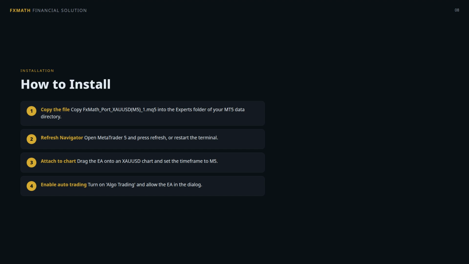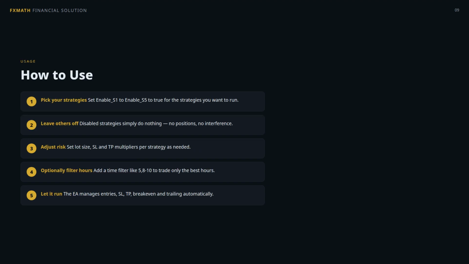To use it, toggle the Enable flag on each strategy you want active. Leave disabled ones off. Nothing else is required. The EA handles entries, stop-loss, take-profit, break-even, and trailing automatically. Watch the chart panel to see open positions and live profit.